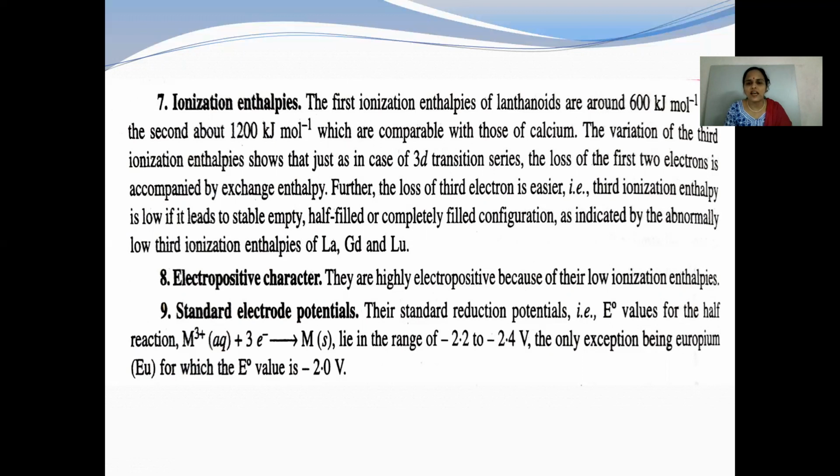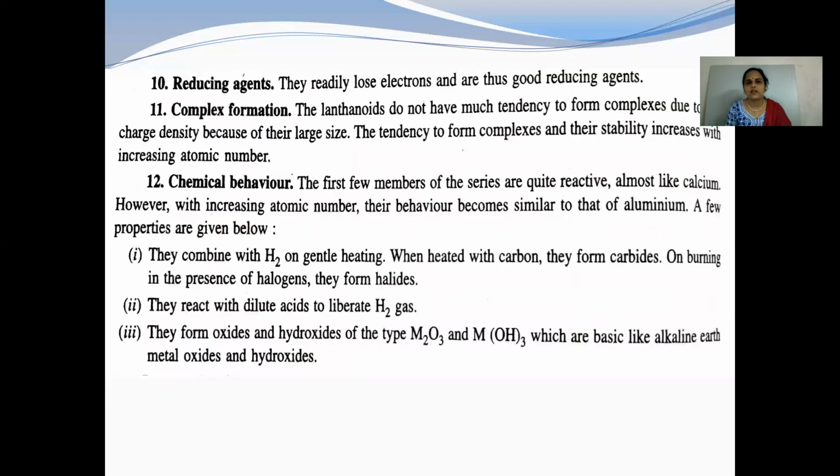Standard electrode potentials. The standard reduction potentials, that is E0 values for the reaction M3+ plus 3e- gives M in solid state, lie in the range of -2.2 to -2.4 volt, the only exception being europium, for which the E0 value is -2 volt. Reducing agents. They readily lose electrons and thus act as good reducing agents. Complex formation. The lanthanoids do not have much tendency to form complexes. The tendency to form complexes and the stability increases with increase in atomic number.